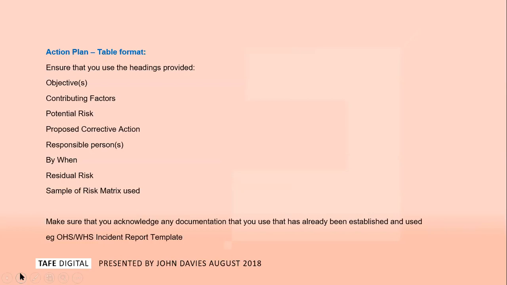Residual risk. Use the risk matrix to assess the likelihood and consequences of the incident happening after the corrective actions have been put in place, and enter the corresponding risk ranking. Include a risk management matrix at the end of the action plan. Make sure that your knowledge of any documentation that has been used has already been established and used, for example, a WHS incident report template.